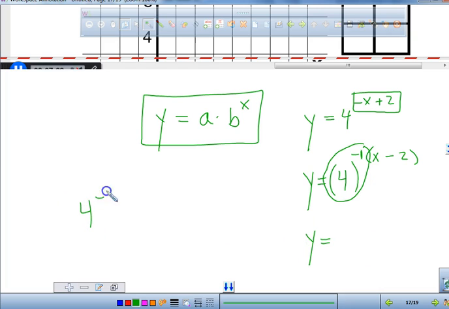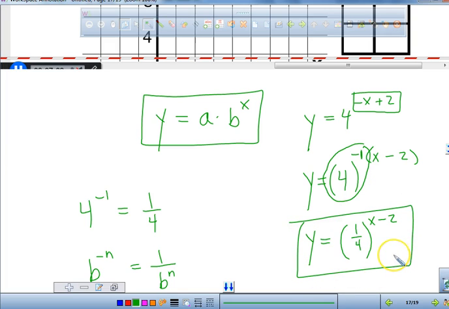Now, I want you to really focus in on 4 to the negative 1. 4 to the negative 1 is the same as 1 over 4. Just remember, when you're dealing with exponents, b to the negative power of n is 1 over b to the power of n. So I want you to understand, negative exponents are dealing with fractions right there. So what is our actual b value? Our actual b value is 1 over 4. What is 1 over 4 raised to? The power of x minus 2.